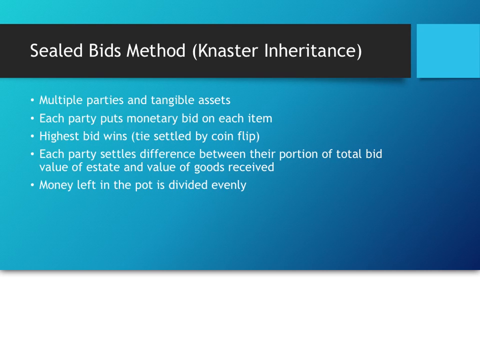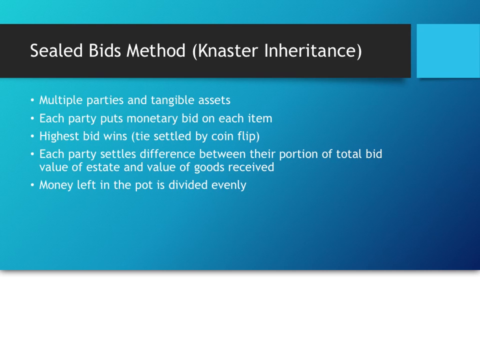What's going to happen is that each party is going to put a monetary bid on each item. So they're going to say, well, the house is worth this, the car is worth this, the trinkets are worth this. And whoever put the highest bid wins. All right? If you ever have a tie, we'll settle that by a coin flip or some other way. So the highest bid wins. Now, the losers don't walk away with nothing, all right?